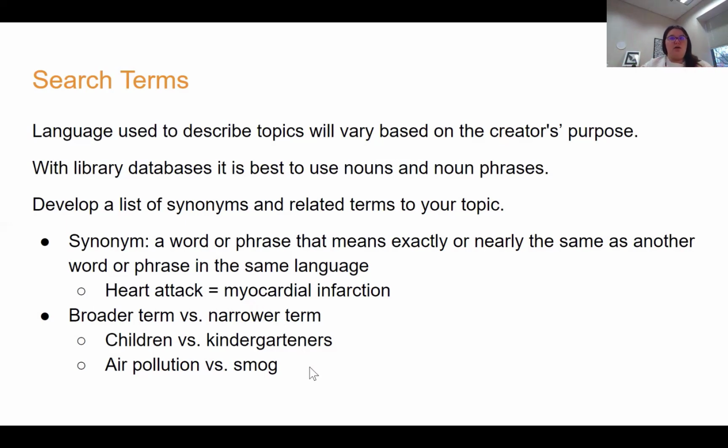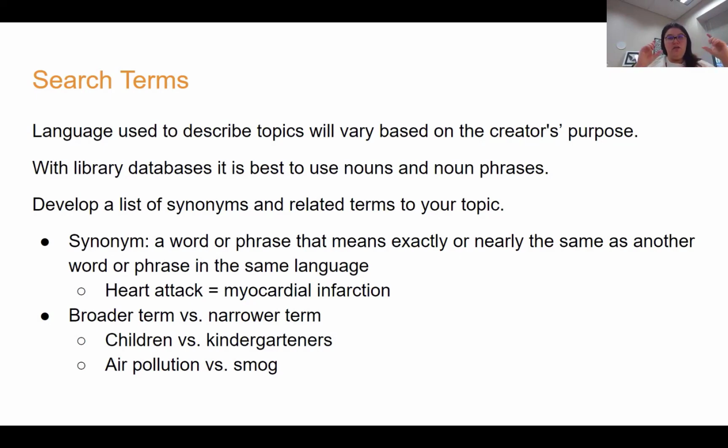Or they could be broader or narrower terms, right? So children is a broader, more inclusive term than kindergartners. Kindergartners is more specific. Same thing with air pollution versus smog, right? Smog is a very particular type of air pollution that we're looking at. So again, depending on what you're looking for, this is where you need to bring in those additional terms, and also to see what is being described by these databases.